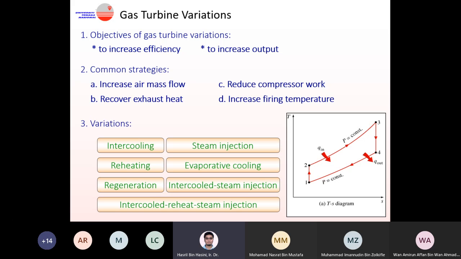So when we talk about variation, currently we are adopting these methods. We can use the intercooling system. We can use steam injection, reheating system, evaporative cooling, regeneration, and then you have intercool plus steam injection, and then we have intercool plus reheat plus the steam injection in one system. So let's have a look at these methods.